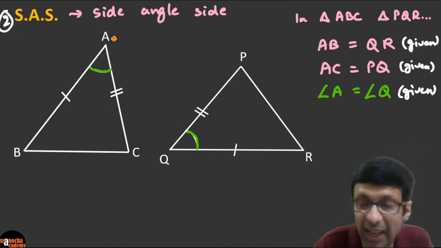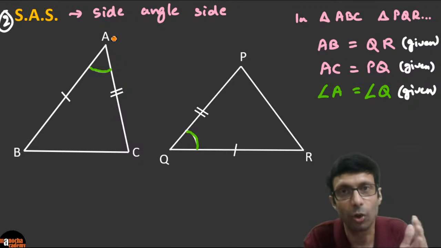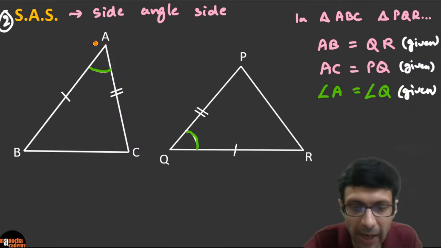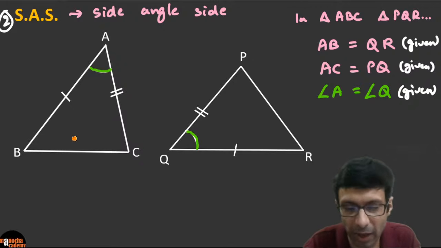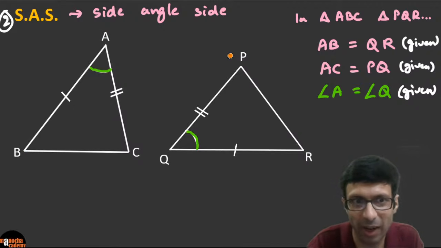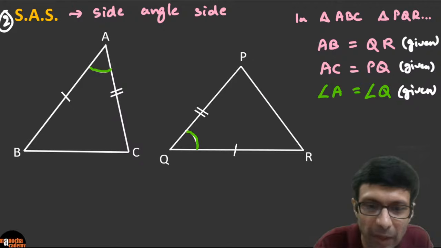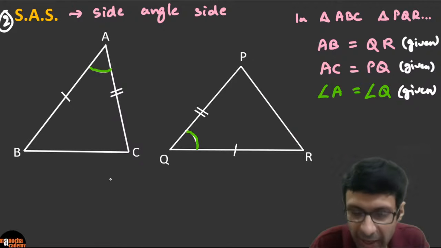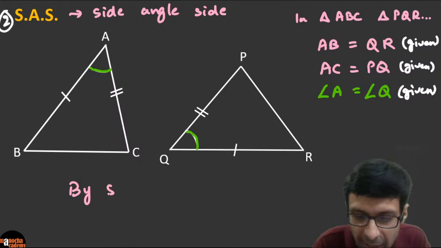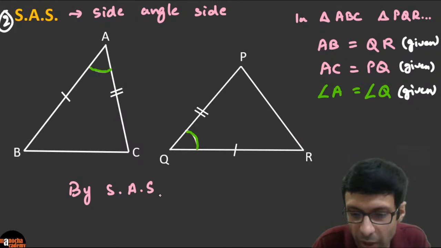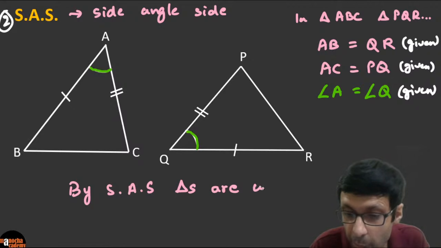So it is SAS. The order is very important. You have to go in the same order. Side, angle, side, SAS. And so therefore we'll say by SAS, side, angle, side, the two triangles are congruent. So triangles are congruent. And now very important again, guys, don't forget, we need to write them in the order.